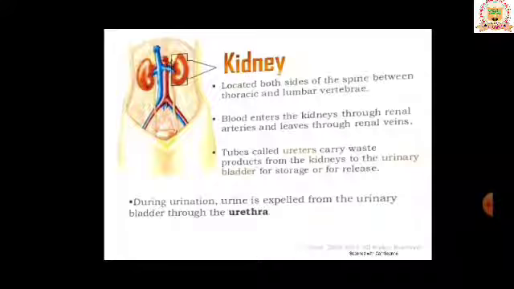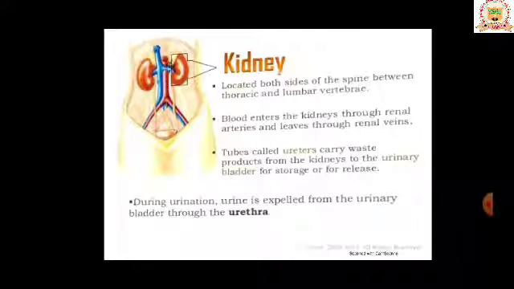So my dear students, the urine, whatever has to be eliminated, will enter through the tubes. The names of the tubes here are ureters. The ureters carry the waste from the kidney and store it in the urinary bladder, and it may be stored for a certain time, and as it gets filled up, it is going to release it through the urethra. Fine. So during urination, urine is expelled from the urinary bladder through the urethra.